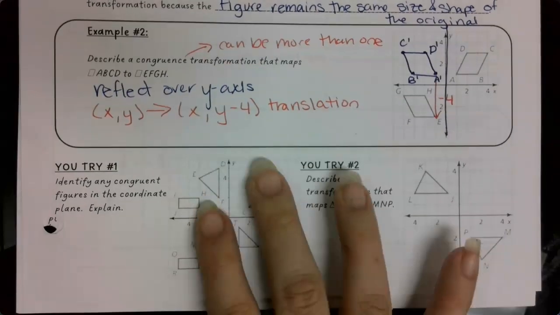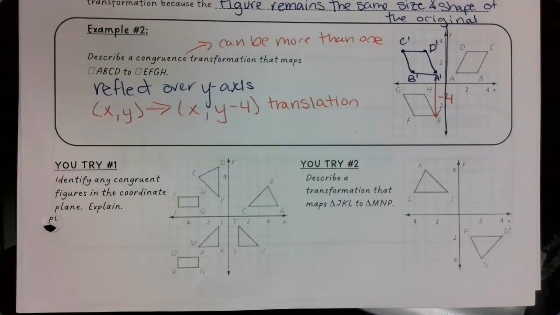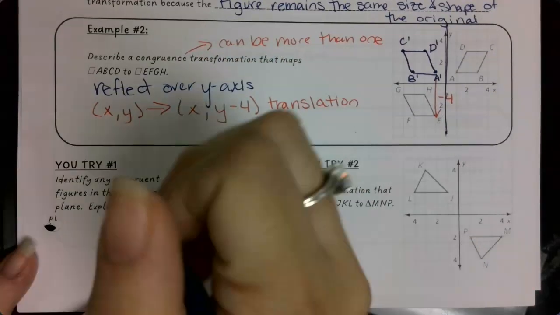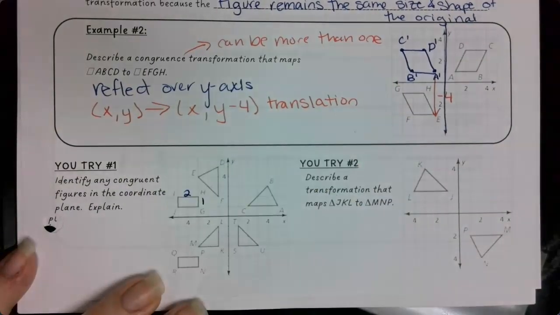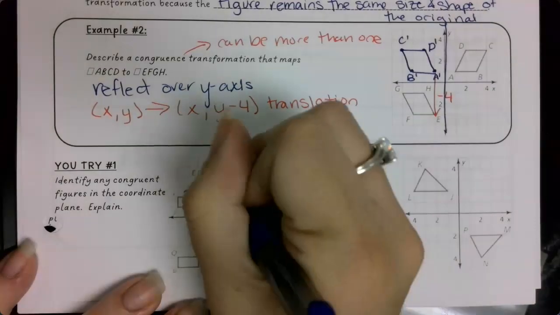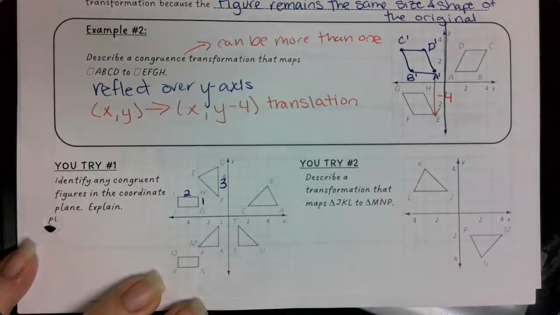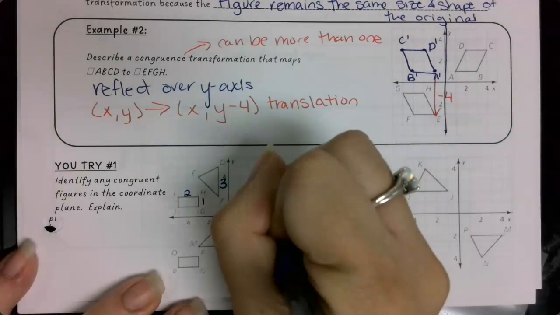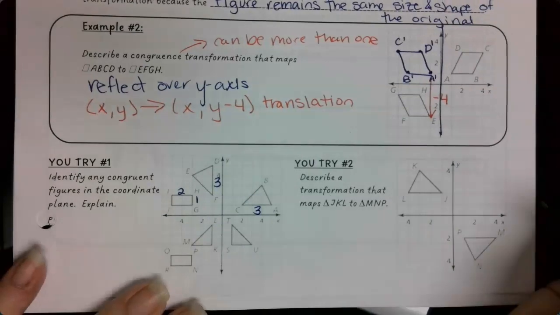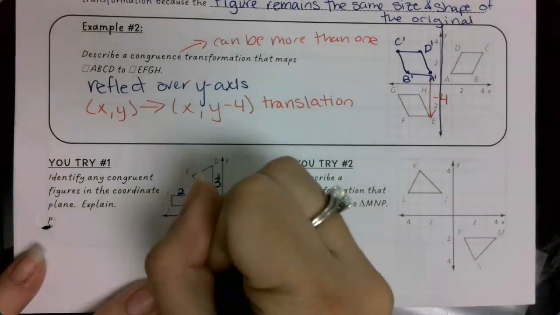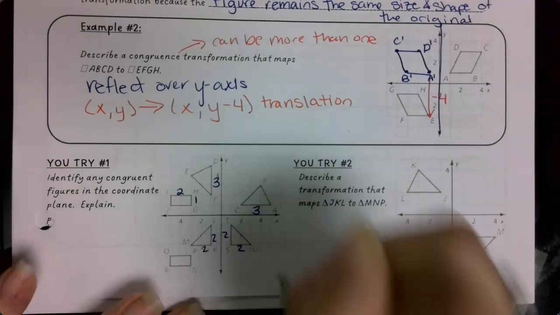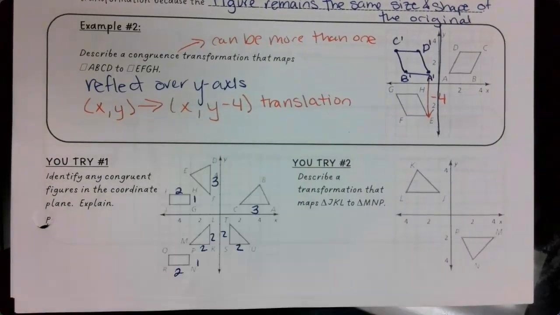Okay, so this one wants me to identify any congruent figures in the plane. So I'm going to list out their side lengths before I can decide if they're congruent. This rectangle has a side of 2 and 1. This triangle, the only flat side I have is 3. This triangle, again, the only flat side I have is 3. These triangles have sides of 2 and 2. And this rectangle has a side of 2 and 1. So I just need to say which shapes are congruent.